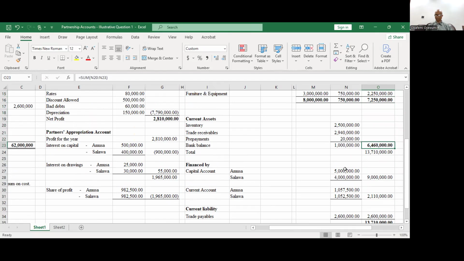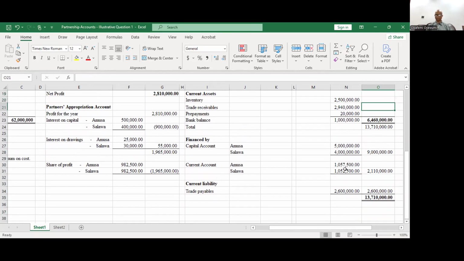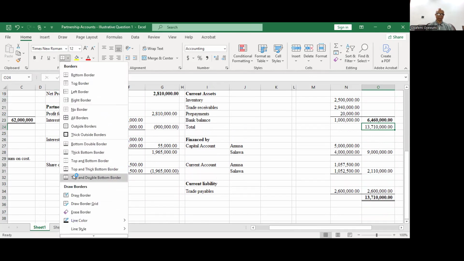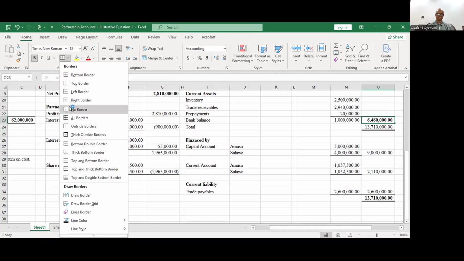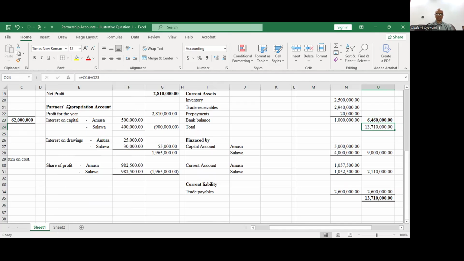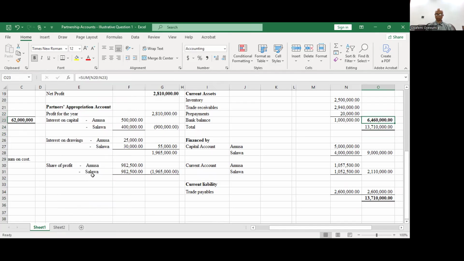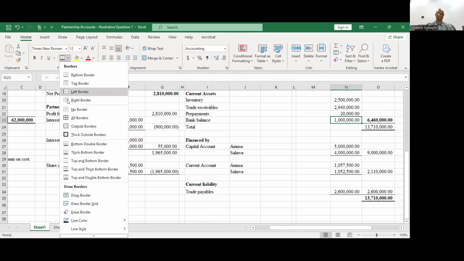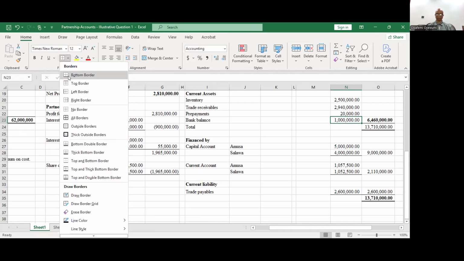So let's look at our total assets we have here. Look at it: 13,710,000 naira and 13,710,000 naira. That's what we'll be able to get. Let's format this properly. Here we're going to remove this. Let's put the borders appropriately. This one should have no border. Let's arrange it properly and align it well, and at the end of the day, we'll have a bottom border.